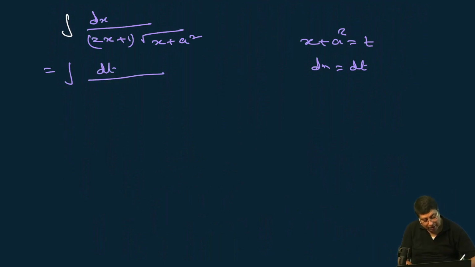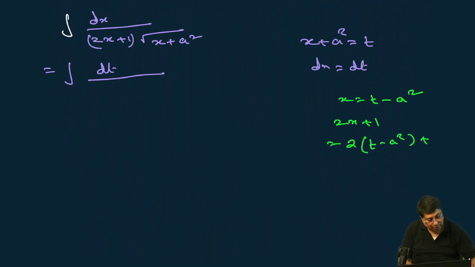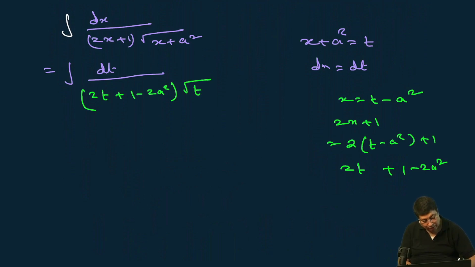So outside, let us do one thing. x equals t minus a square. So 2x plus 1, that is 2 into (t minus a square) plus 1, that is 2t plus 1 minus 2a square. So a is the constant number, so don't worry about the a. Therefore I can write here 2t plus 1 minus 2a square into root over of t square. Sorry, x plus a equals t square. So this is 2t dt. Numerator is 2t.